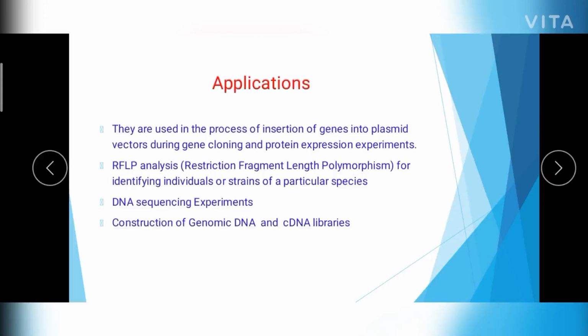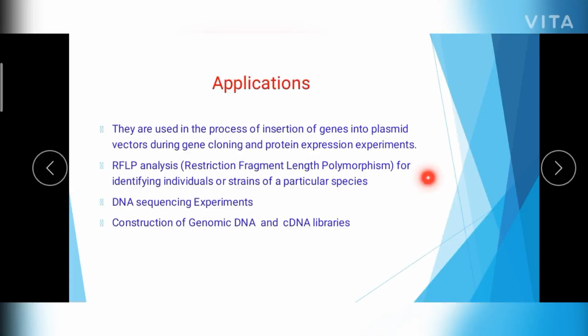Let's see the applications of these restriction enzymes. We have known that restriction enzymes are used mainly for isolating the desired gene from the source and also to cut the vector DNA. To insert the desired gene in the vector, first you have to cut the vector DNA. For this purpose they are extensively used in gene cloning. Another application is RFLP analysis, restriction fragment length polymorphism.